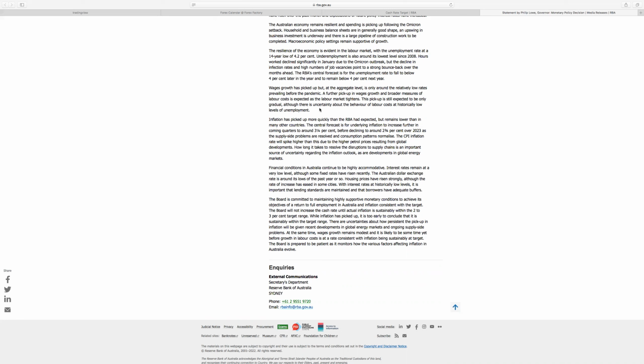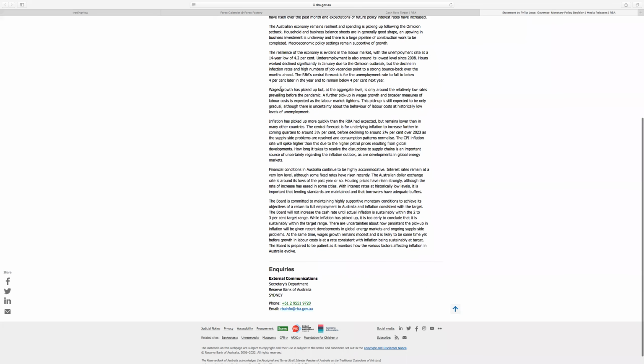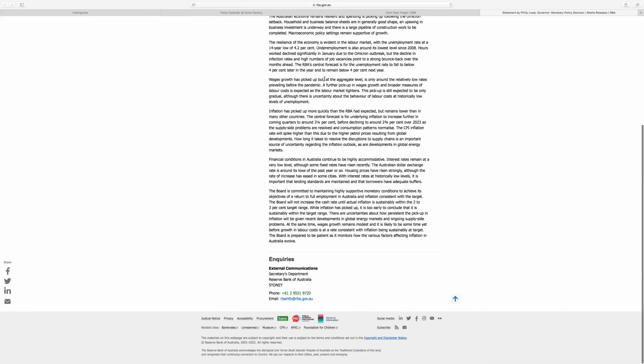So here they're saying that wages are picking up, but at the aggregate level, they're not too worried about it yet. They're saying it's slow and steady, and based on their forecast, it's not going to get out of hand. Here they are hinting at inflation. They're saying the real inflation, which comes once wages pick up because people have more money to spend, is not going to get that dramatic yet.